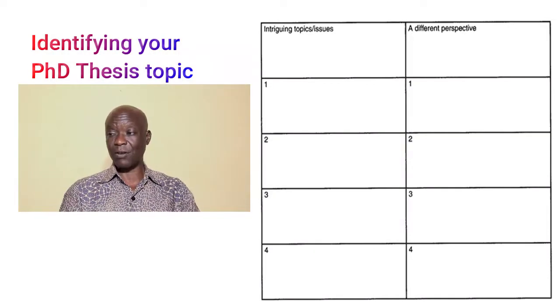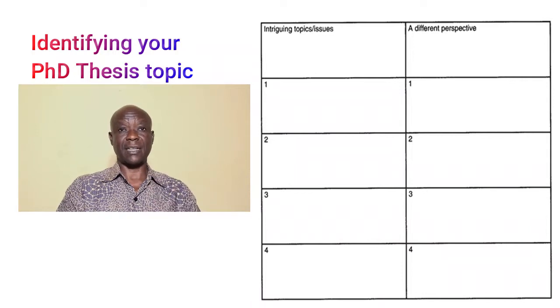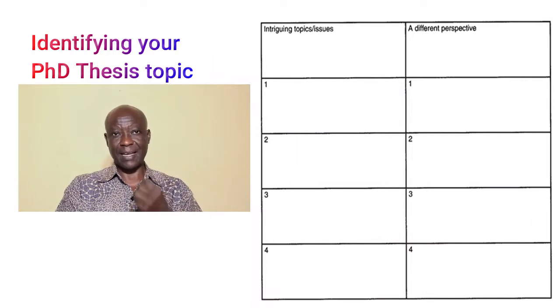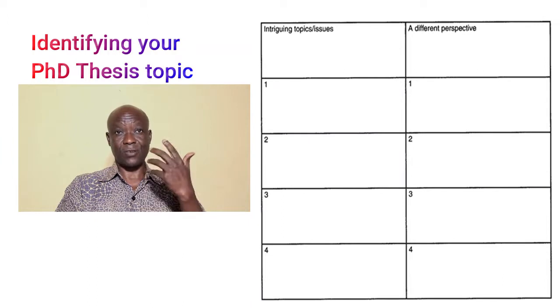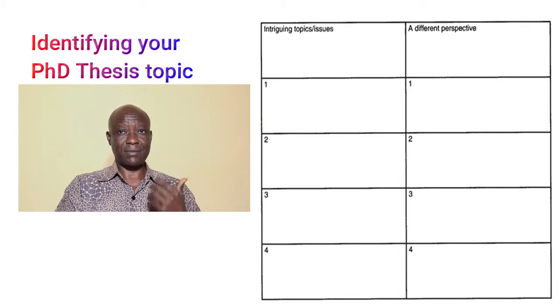And you can use this table again, which you can see on the screen. On this table, I have got two columns, but of course a number of rows. In the first column, you have intriguing topics or issues. And then in the second column, you have what we call a different perspective. So you can start writing these things and putting them in the table, fitting there the information that you think is important. So you start by writing notes as a process towards identifying your questions, and certainly this table will be useful.